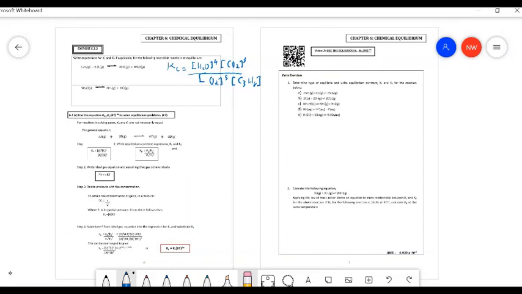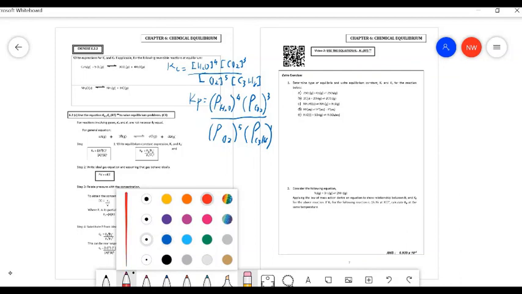Ada tak Kp? So Kp pun dia ada. So Kp equal to ratio of gas apa? Partial pressure of H2O kuasa 4 times dengan partial pressure of CO2 kuasa 3 over dengan partial pressure of O2 kuasa 5 darab dengan partial pressure of C3H8 kuasa 1 lah ya. Okay, so untuk soalan pertama ada Kp dan juga Kc. So let's see soalan yang kedua.